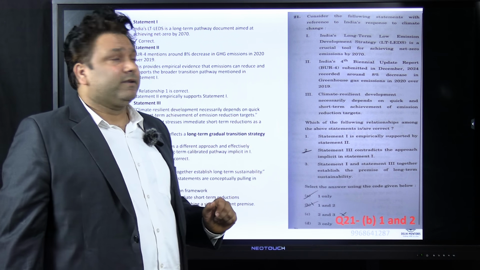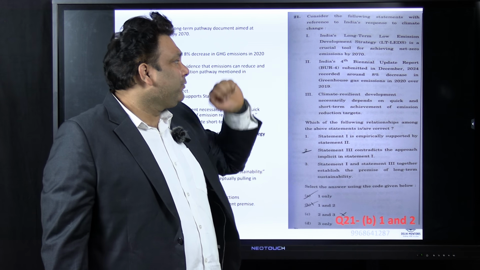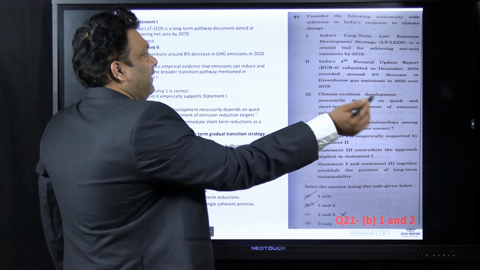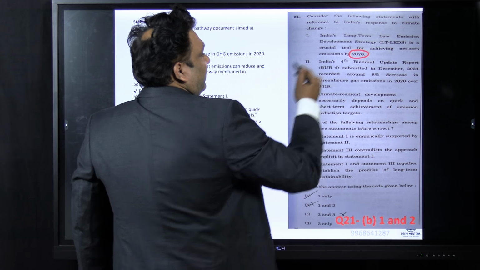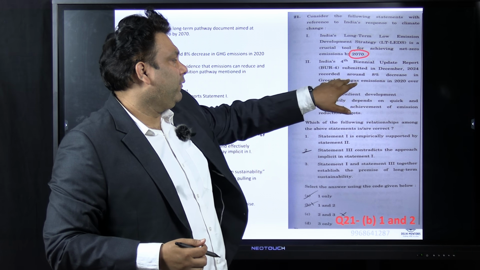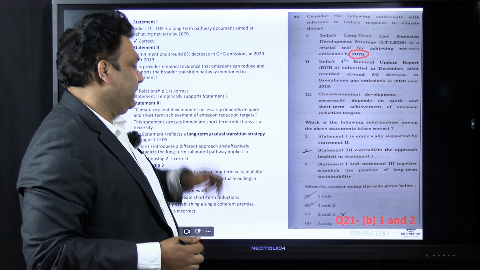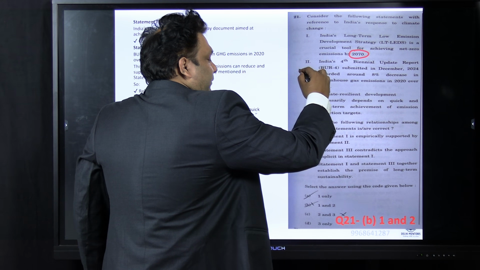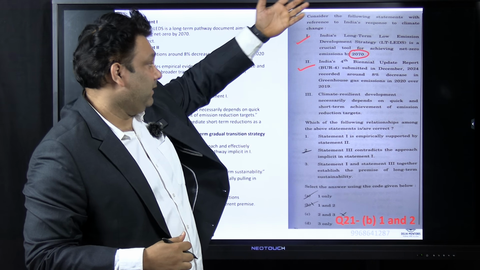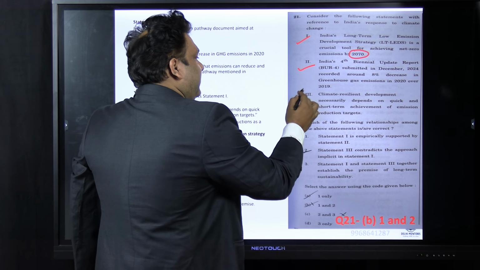Now it's the first question here. So India's long-term low-emission development strategy is a crucial tool for achieving net zero emissions by 2070. So they're talking about 2070, something which is long-term. Now BUR4 submitted in December 24 recorded around 8% decrease in the greenhouse gas emissions in 2020 over 2019. Now see, okay, these two statements look somewhat correct. Okay, these are associated with the program which India has devised. Now let's see the third statement here.